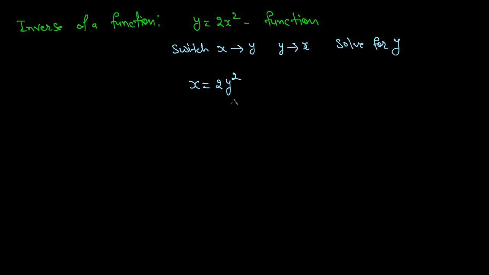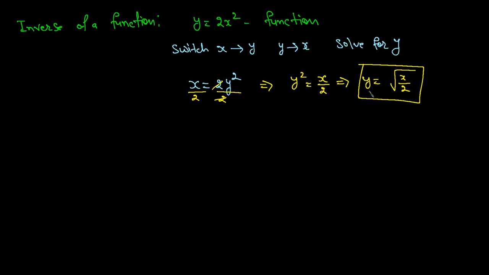Now we're going to find the value of y here. What we need to do is divide both sides by 2 because we just need y. So this 2 will cancel this 2. Therefore, y squared is equal to x over 2, or it can be written as y is equal to the square root of x over 2. So this is the inverse of this function.